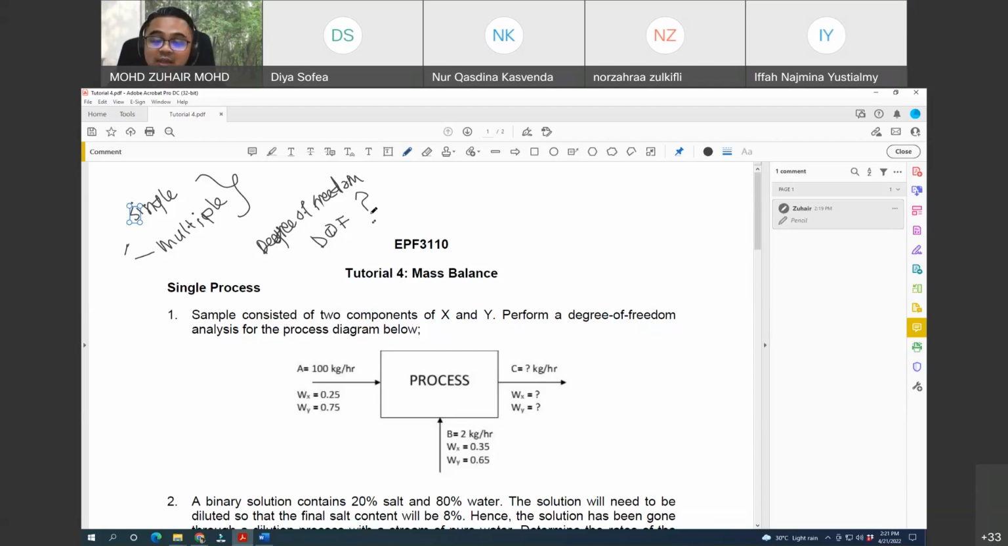Definitely this is something that I would ask in the test. Okay. Dah orang bocor dah ni. Ada hint, ada tips, okay. Please understand how to do the degree of freedom analysis because I keep facing the same thing every year. Most of the students fail to know how to do the degree of freedom analysis. They don't know how to do it because they don't understand.